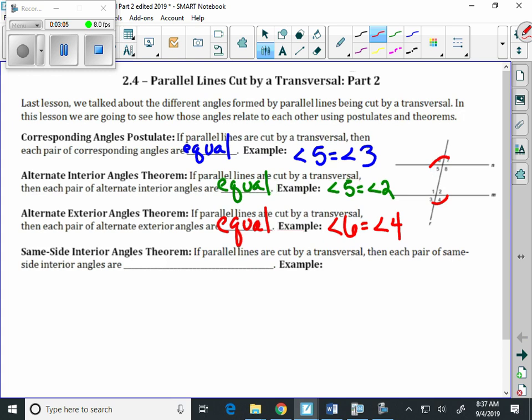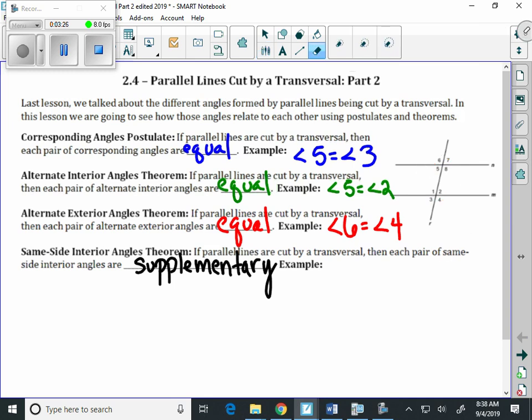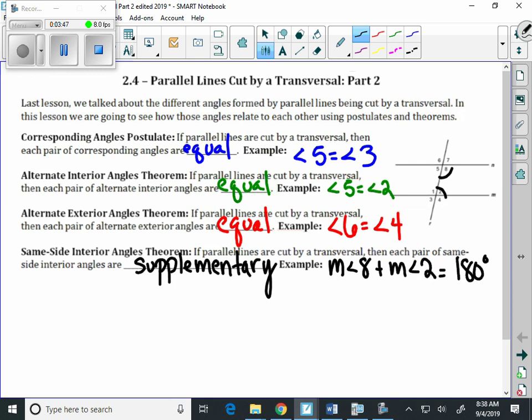And then finally, same side interior angles. If parallel lines are cut by a transversal, then each pair of same side interior angles are supplementary. So we have to change it up a little bit. To show where the same side interior angles are, again, interior has to be on the inside, so we can do something like 8 and 2. And we can say that the measure of angle 8 plus the measure of angle 2 equals 180 degrees.